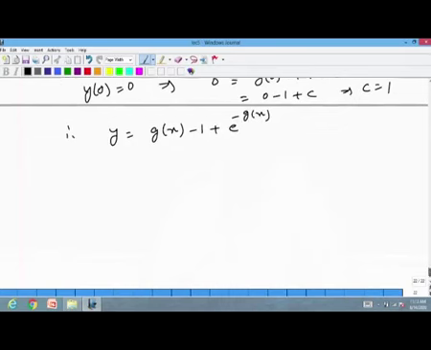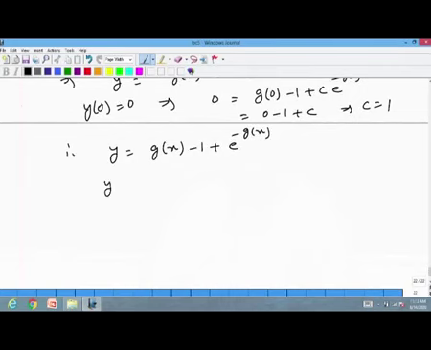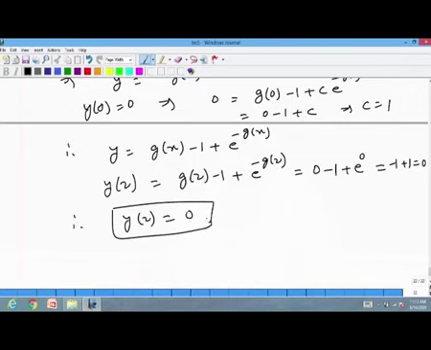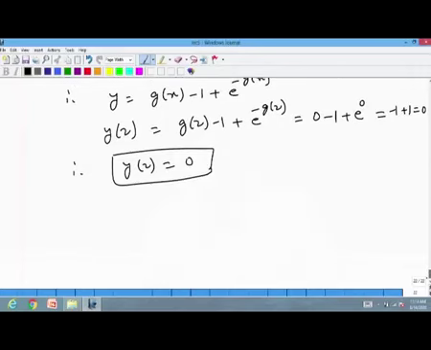Now, we need to calculate y at 2. So, y(2) will be equal to g(2) minus 1 plus e to the power minus g(2). g(2) is given to be 0. So, this is 0 minus 1 plus e to the 0, which is equal to minus 1 plus 1, which is 0. So, therefore, y(2) is equal to 0. So, again this problem was a first order linear ODE, so we can easily solve this.